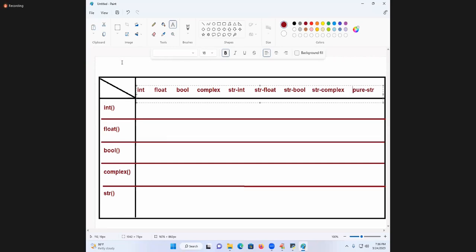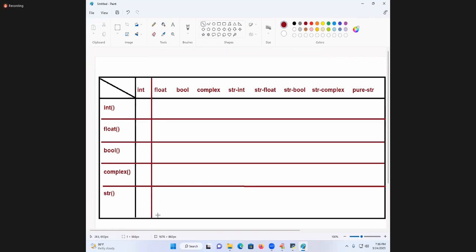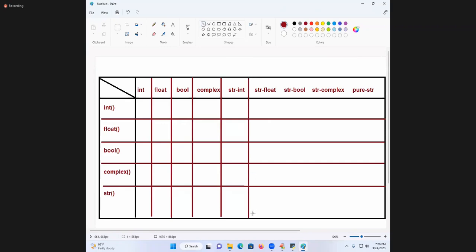Okay, students. Now I'll take this data like this. So I'll go for what? Tick mark, cross mark, tick mark, cross mark. Tick mark means possible, cross mark means not possible. Ready to tell the answer?